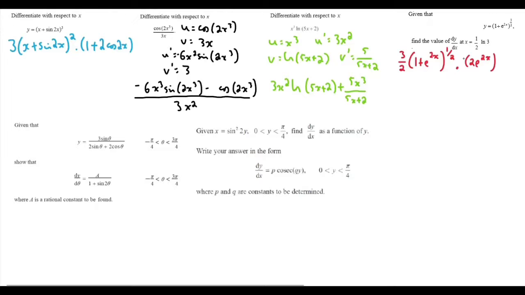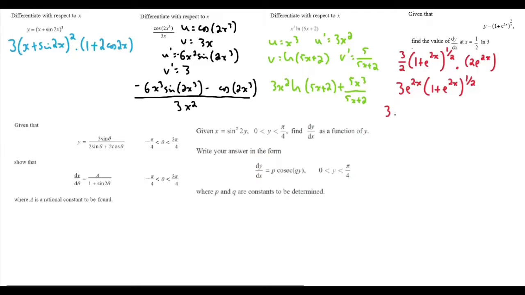If you wanted to simplify that in any way, you could, because you've got divide by 2 and times by 2. They'd cancel with each other. So you'd have 3e to the 2x, and then (1 plus e to the 2x) to the power of a half, but there's no obligation to. The main thing is now we're going to be plugging in this value for the x.